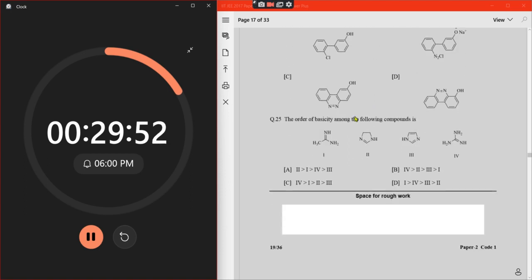ठीक है, the next question. Order of basicity among the following compounds is. It could also be D though, because अच्छा कहाँ पे अटैक करेगा? What do you think? At this place or at this place? दोनों equally charged है, so I guess para is will attack, of course. So C is correct. Next question.